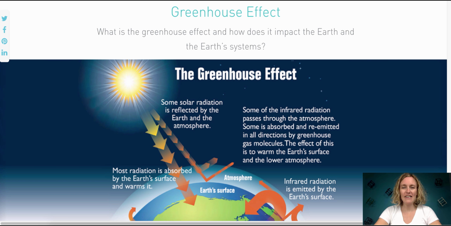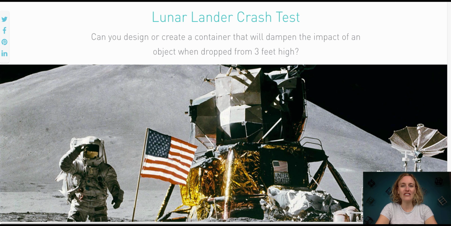The experiment titled Greenhouse Effect has the students exploring the greenhouse effect using a mason jar and the temperature sensor, and then they determine how it impacts the Earth and the Earth's systems. In Lunar Lander Crash Test, the students will build a container that simulates a lunar lander, and they will use the accelerometer to determine which lunar lander absorbs the most energy from the impact.